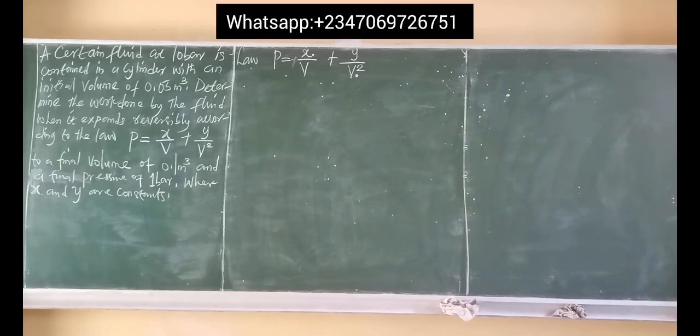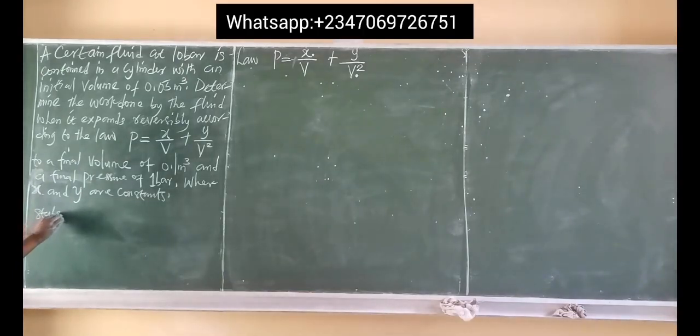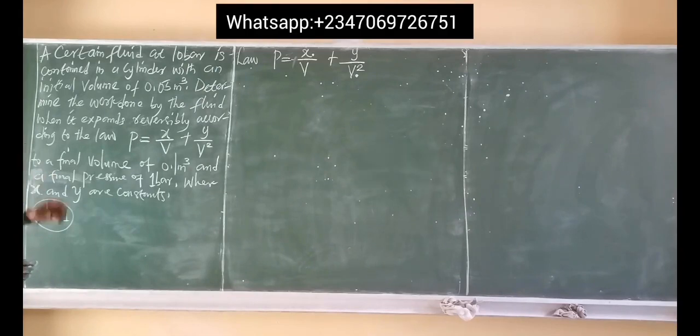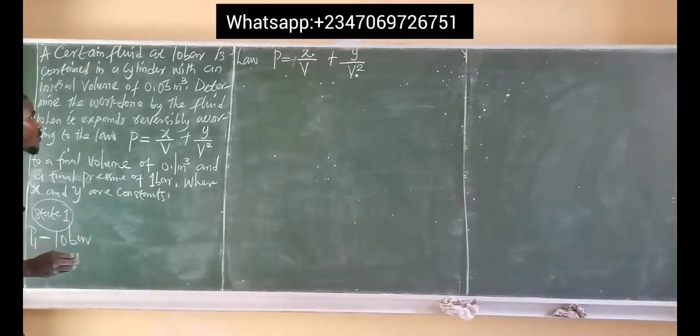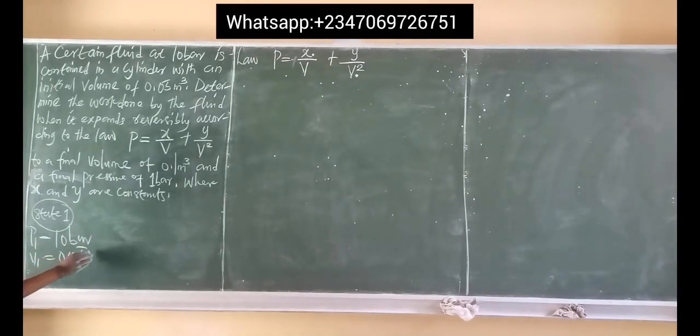Now let's pick out our parameters. At state 1, let's pick out the conditions at state 1. A certain fluid at 10 bar, which means pressure P1 is equal to 10 bar, is contained in a cylinder with an initial volume of 0.05, which means V1 is equal to 0.05 meters cube. So these are the conditions at state 1.